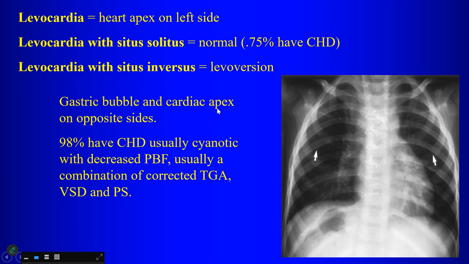Usually when you have levoversion, the gastric bubble and the cardiac apex are on opposite sides. Again, that's a shortcut. So if you're looking at a chest x-ray, the apex of the heart is usually on the same side as the stomach bubble, right? So if they're on opposite sides, the bell's got to go off, you've got a problem there.